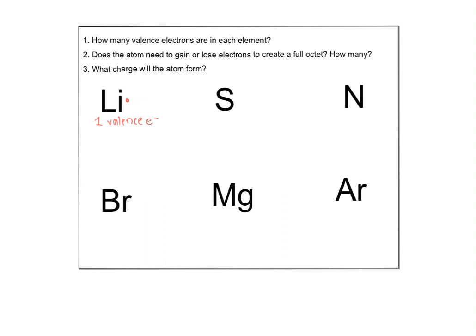Okay, does the atom need to gain or lose electrons to have a full octet? Well, lithium has a choice. It could gain 7, right? I could put 7 more electrons, or it could lose 1. If we get rid of that 1 red dot, we would go into an inside ring and still be full. What's going to be easier, gaining 7 or losing 1? Losing 1, kicking 1 out sounds a lot easier. Okay, and then what charge will it form?